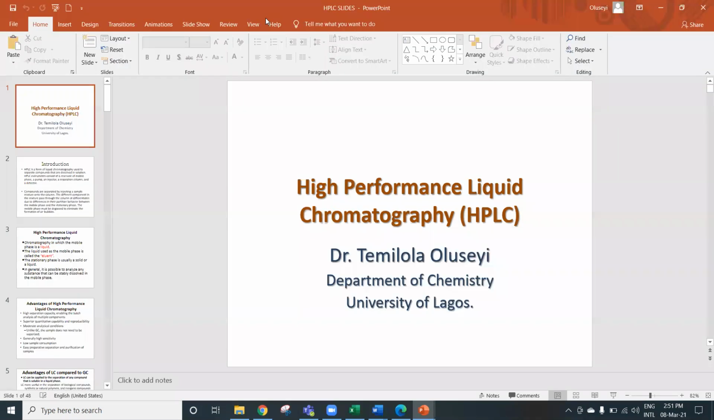So this is just a quick rundown of your HPLC chromatogram. I don't know if any one of you has a question on that. Like I said, our major focus in this course is gas chromatography, but we just have to mention HPLC so that you have an understanding of that as well. Any question?